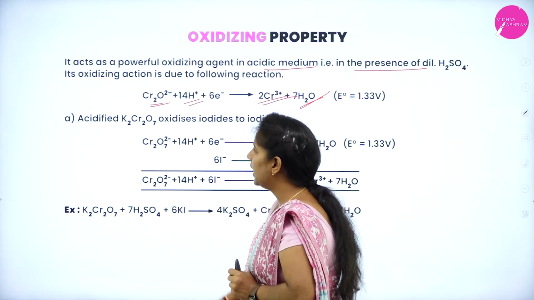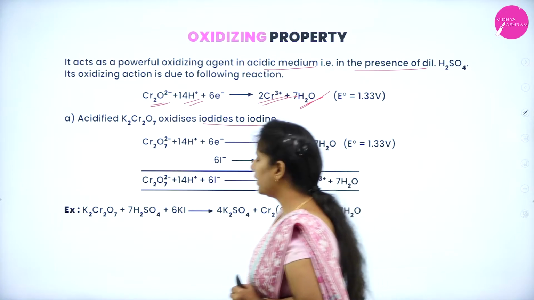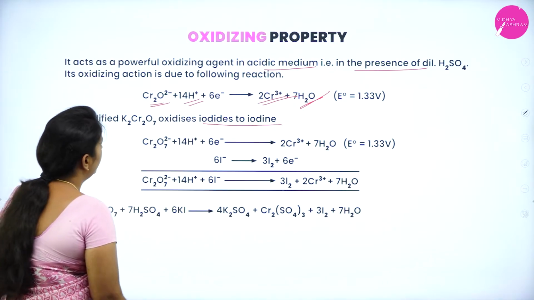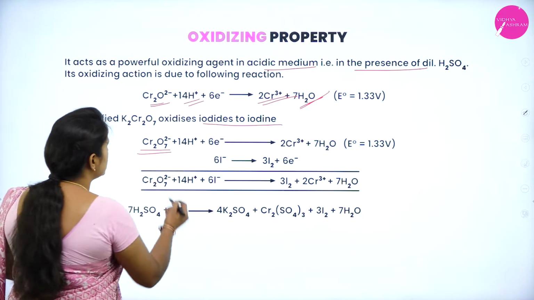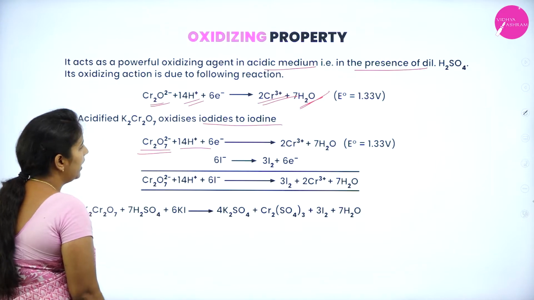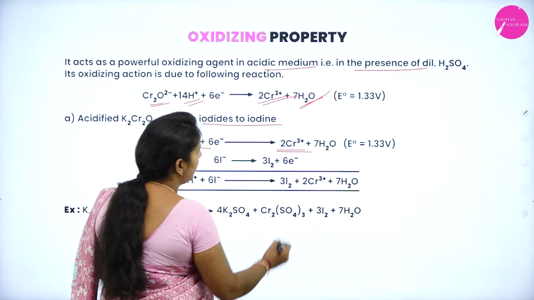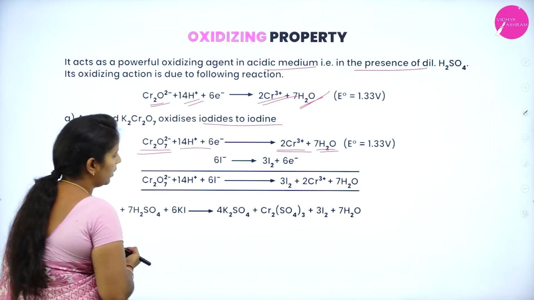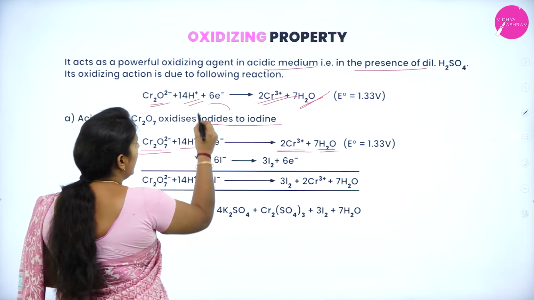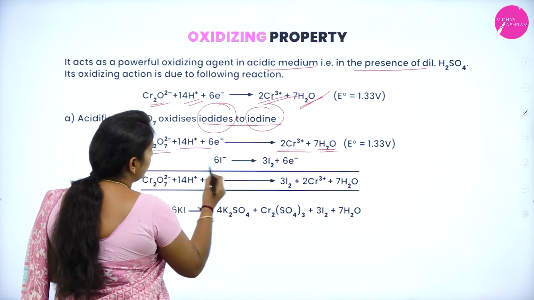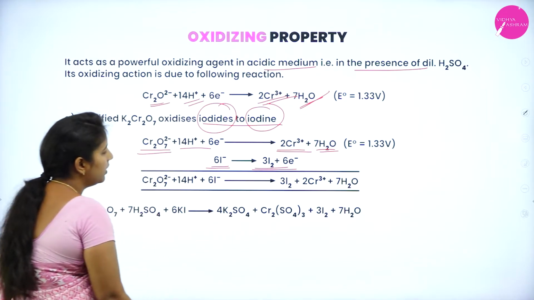Suppose you take acidified potassium dichromate, it oxidizes iodide to iodine. Here you can see that I have considered the dichromate, which reacts with the acid. It forms Cr3+ with the formation of water. As I said, it also oxidizes the iodide to iodine. I have considered the iodide, so it gets converted into iodine.